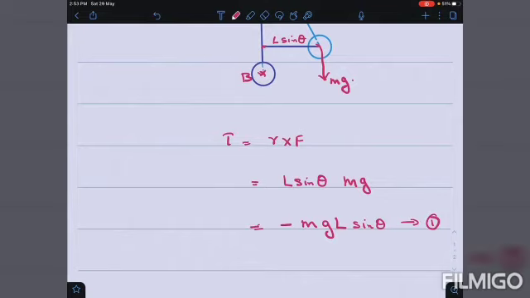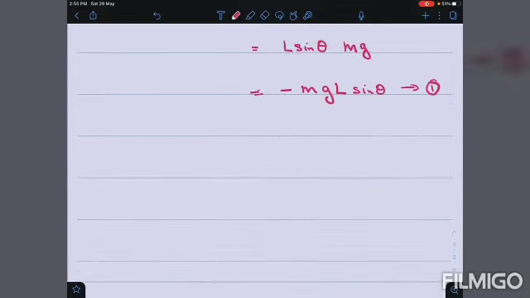Tau is equal to r cross F, r F sine theta. Here it is the perpendicular distance, so you can put it as 90 degrees. So sine 90 is 1. So we end up with L sine theta into mg.